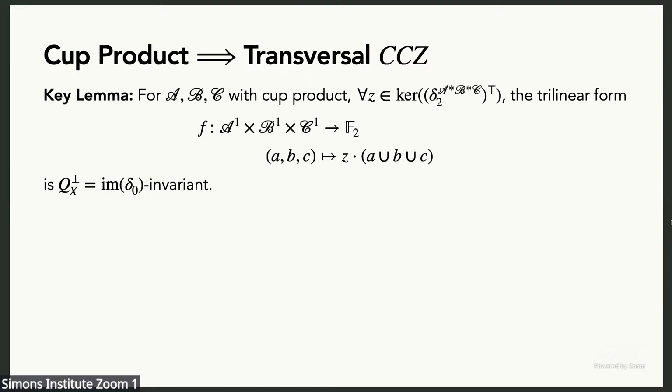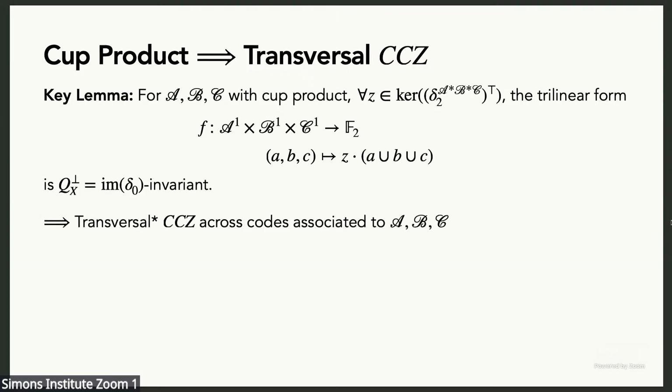Sorry, this is a bit technical. The high-level takeaway here is that the cup product is already some trilinear form that naturally, by the Leibniz rule, has some invariance properties. And this is basically exactly what we want for transversal CCZ. So assuming that this cup product leads to a constant depth physical circuit, which in all the instances we'll talk about it does, then we get transversal CCZ from the cup product.